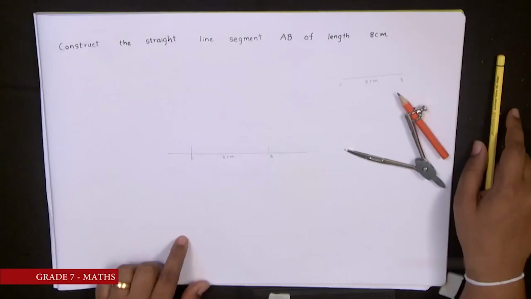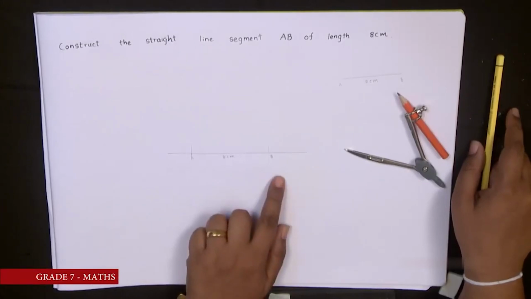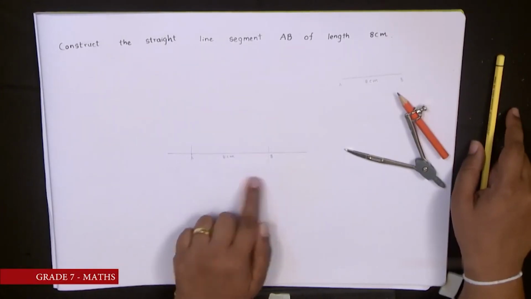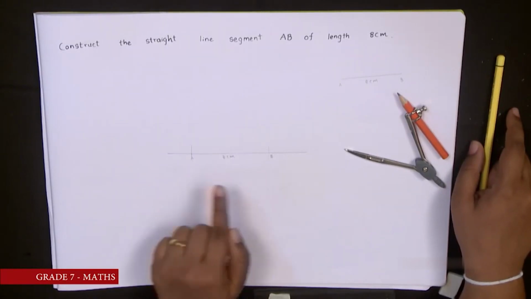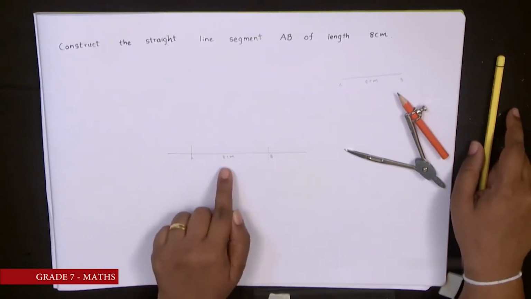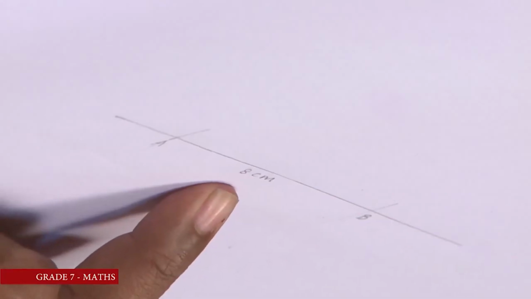Right. We have marked 2 points, A and B, on the straight line segment. The distance between the 2 points is 8 centimeters. Therefore, we have marked the points and written the distance there. That means we have completed our construction of the straight line segment AB of length 8 centimeters.